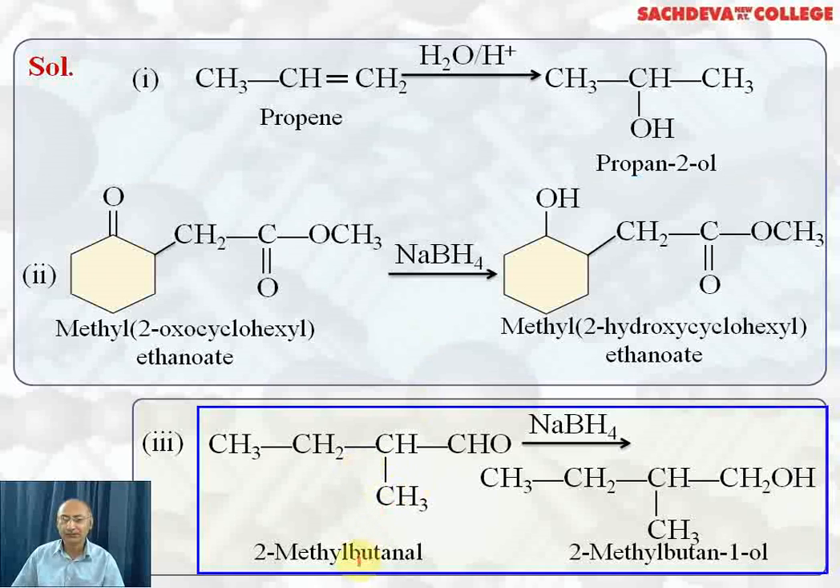Here we have 2-methyl butanol. Sodium borohydride will reduce the aldehyde group to alcohol. CHO will change to CH2OH. This is first carbon, second, third, fourth. It is 2-methylbutan-1-ol.